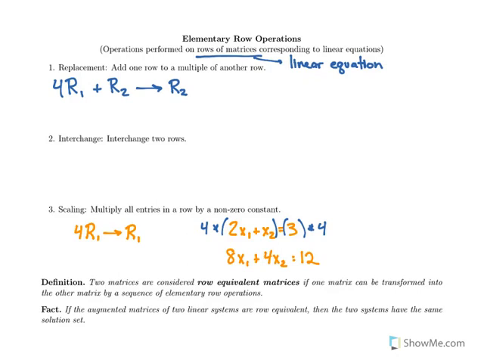You could interchange 2 rows. Row 1 could switch with row 2. That doesn't change the system of linear equations. That's just changing the order that you're thinking about them in. But that's not going to change the system at all.